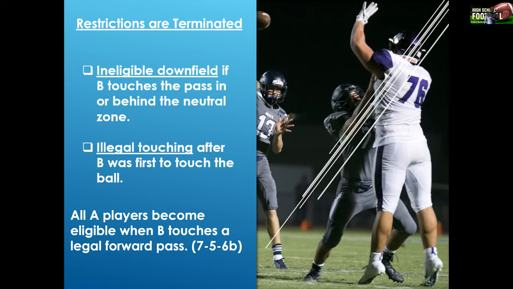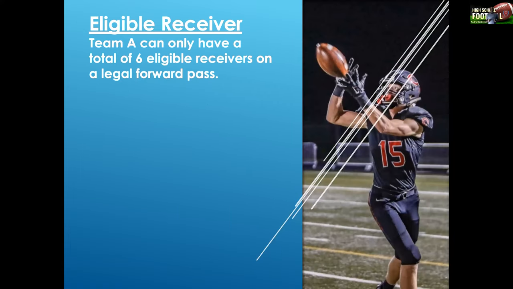All right. So although there are five A players, numbered 50 through 79, that are ineligible receivers, can't be downfield, can't touch the ball, once B touches the ball, all bets are off, and anyone on A is now an eligible receiver. All right, now look at eligible receivers. Team A can only have a total of six eligible receivers on a legal forward pass. 11 players on the team, subtract five who are ineligible, leaves you six. Go figure. All right, so six eligible receivers.